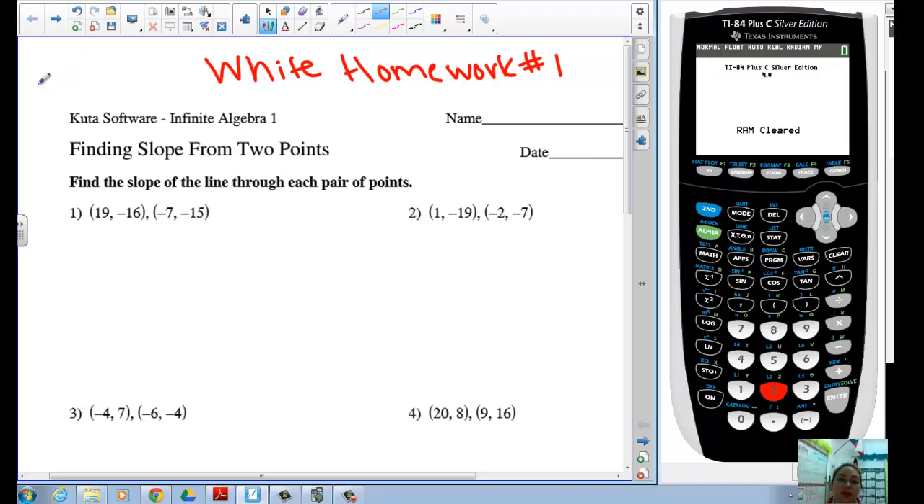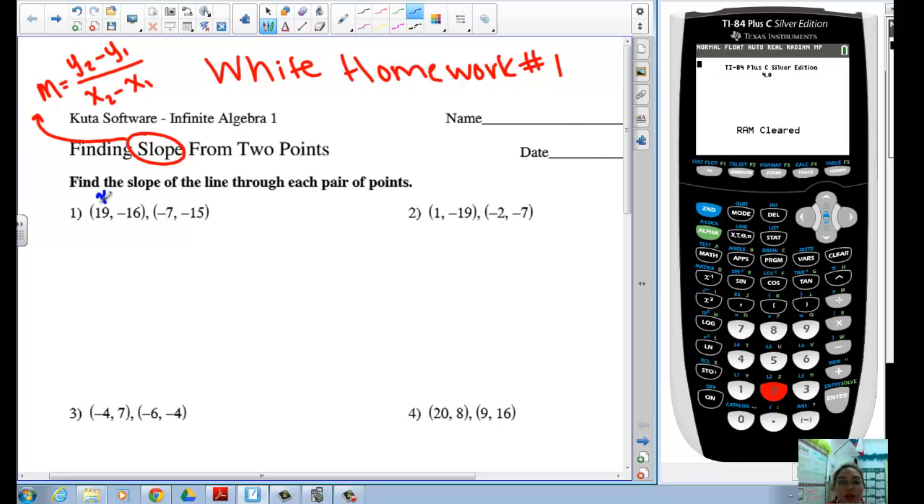First off, you need to remember that m, which happens to be slope, that's how we identify slope, m is equal to y2 minus y1 over x2 minus x1. And so where does that come from? It comes from our coordinate points.